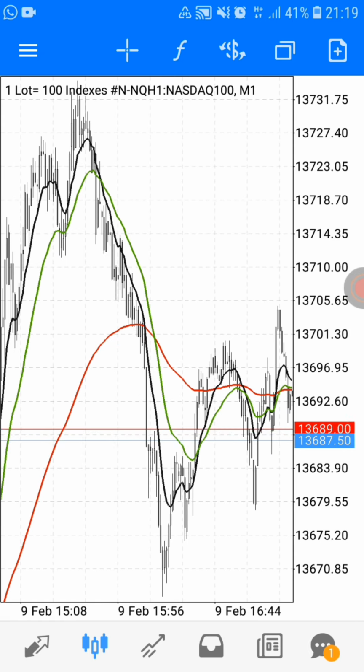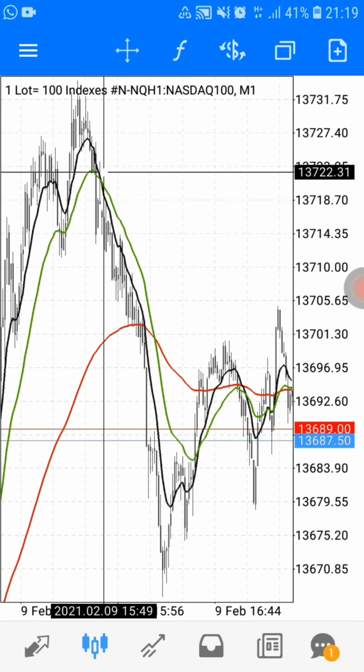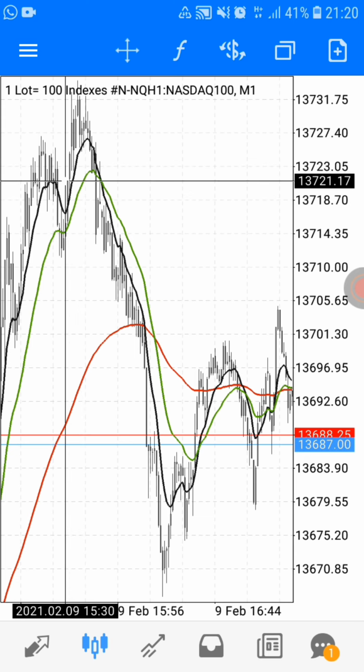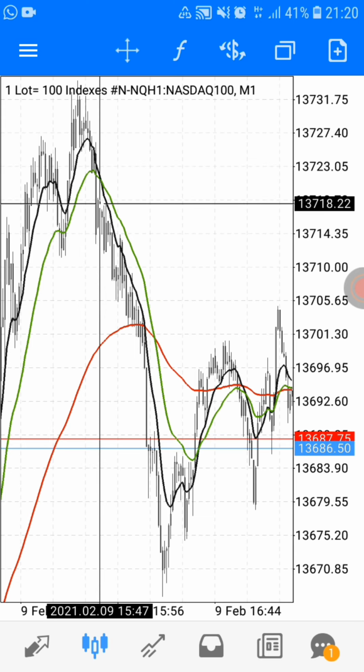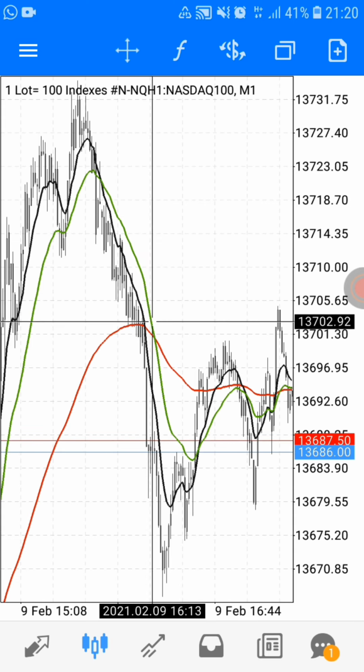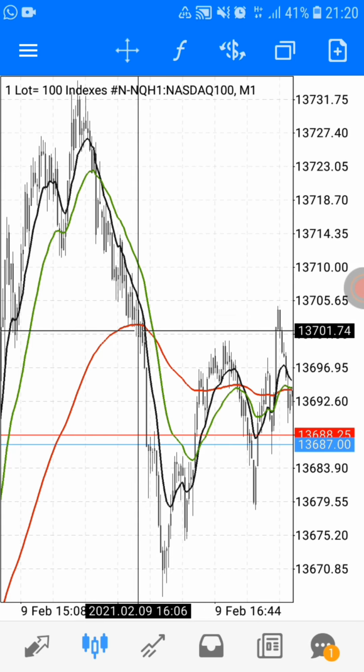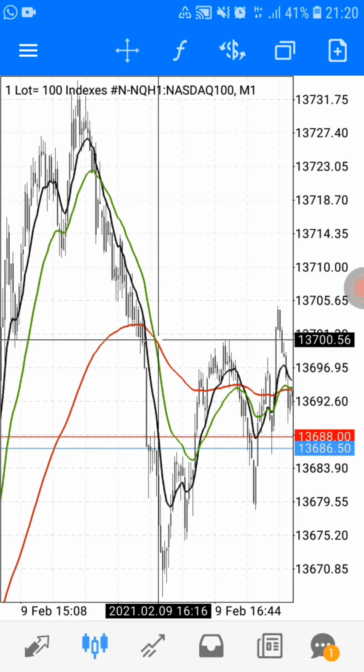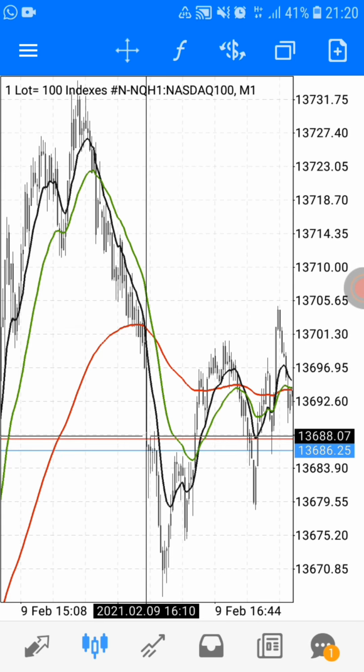Now, whenever the black and the green moving averages cross while facing down, that gives you an alert of a sell signal. You get a sell confirmation, a clear signal, whenever the green, black, and the red moving average close together. That is when you get your confirmation that now it is your sell.